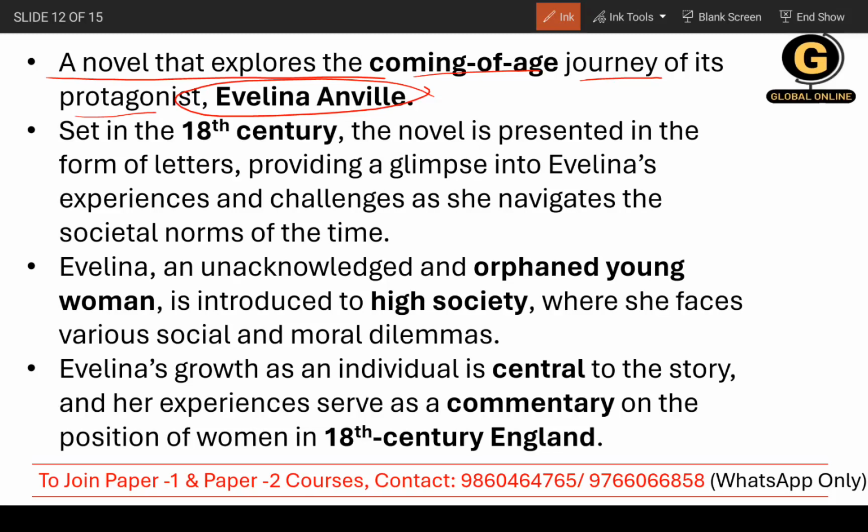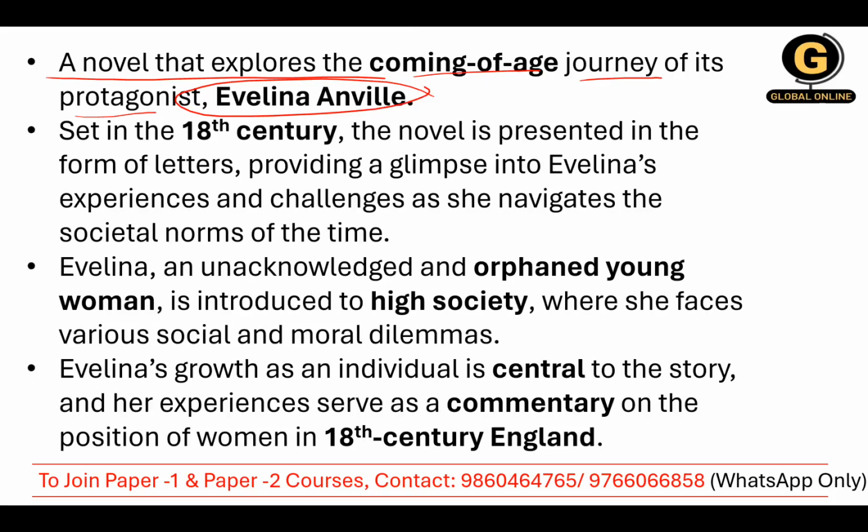Basically, she was an orphaned young woman, but eventually she was introduced to high society, and there she started feeling neglected because she was coming from somewhere very different. She belonged to a very different place. Ultimately, she faced a lot of challenges and social and moral dilemmas. People had different moral values, and she had different moral values. So actually, those things were clashing, okay.